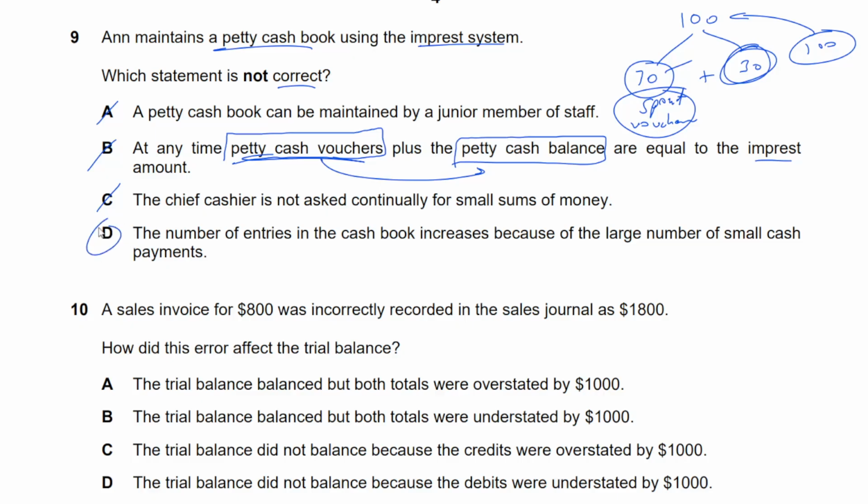Only one option remains. The number of entries in the cash book increases because of the large number of small cash payments. Such an obvious choice, isn't it? So your cash book will actually have a lower number of transactions rather than a greater number of transactions because most of these small transactions are now entered into the petty cash book. That's one of the advantages of petty cash book. It reduces the number of entries in the main cash book. It doesn't increase it.